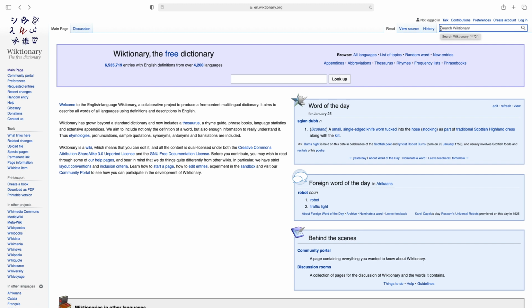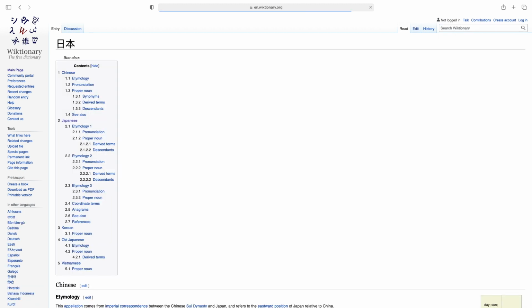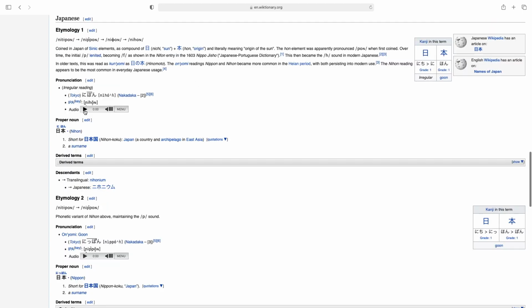Lastly, let me introduce you to 3 dictionaries for Japanese pitch accent. The first one is Wiktionary. This is great. You can not only check a pitch accent pattern, but also check IPA with the audio pronunciation. 日本.